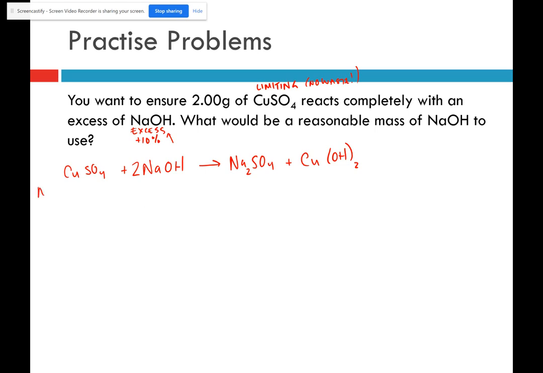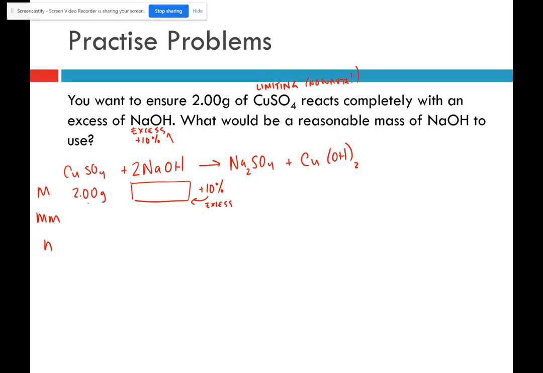Okay, so we'll set up our tables. Mass, molar mass, moles. It says we have 2 grams of copper 2 sulfate, and it's asking how much of this do we need? When we figure out how much we need, we're going to add 10% to it after, to ensure that this is in excess.